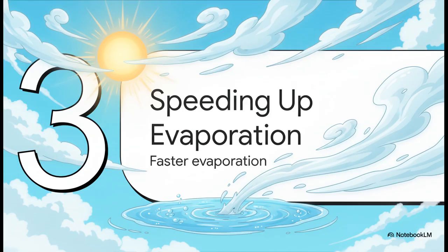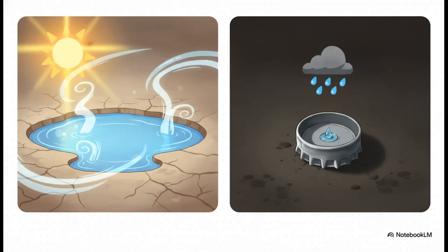Let's jump into Section 3, speeding up evaporation. The crucial point here is that liquid water evaporates into an invisible gas called water vapor. But let's figure out together how we can make that happen much faster. Our scientific investigations prove that evaporation isn't always the same speed. It depends on a few specific conditions.